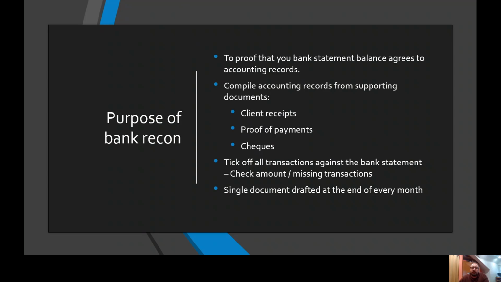And then once we've received our bank statement, we can now go and tick off all the transactions. So you'll literally sit with your bank statement. If there's money that came in, you'll tick it off on your accounting records and you'll tick it off on the bank.